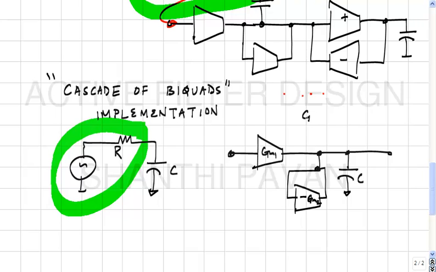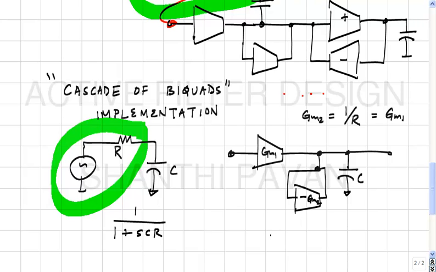GM2 must be 1 by R, and what about GM1? GM1 cannot be V by R. GM2 must be the same as GM1, only then the DC gain will be 1. This is 1 by 1 plus SCR. If you want the same transfer function, then GM1 and GM2 must be the same. So now you know how to realize a first order section and a second order section. So any arbitrary filter in principle can be realized by cascading these sections.